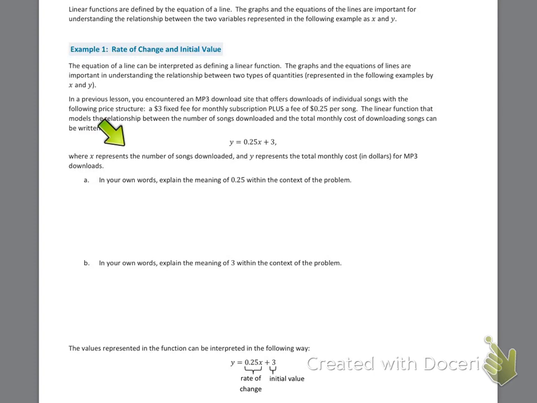So x is representing the number of songs, and y represents the total monthly cost for a given number of songs downloaded. So in your own words, explain the meaning of 0.25 within the context of the problem. And then work on this one too. In your own words, explain the meaning of 3 within the context of the problem. Okay, so go ahead and put some things down for that, and then we'll talk about it.